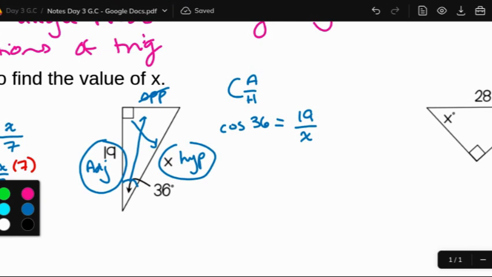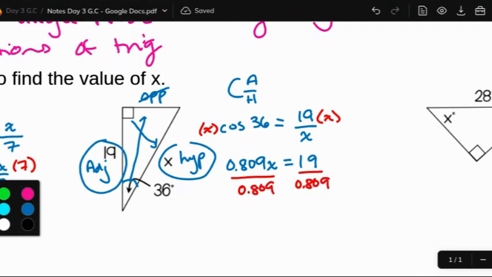So once again, I need to multiply both sides by the denominator, which is x. So then I can convert, I'll do two things at once. I'm going to convert this cosine of 36 into a decimal. So I'm going to get 0.809x is equal to 19. And then I could divide both sides by 0.809. And I get that x is equal to 23.5 rounded to the nearest tenth.